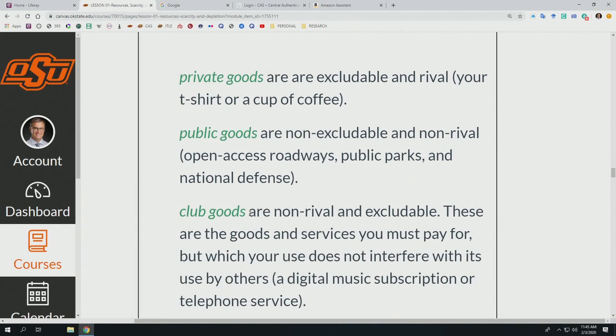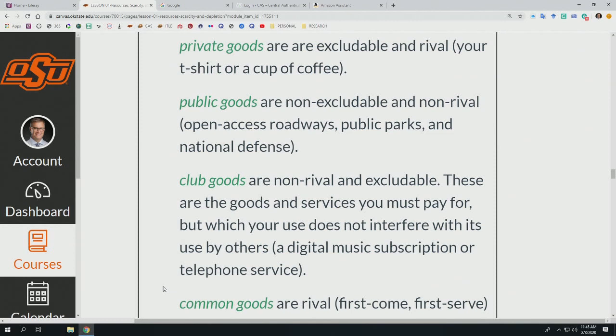Okay, so that brings us to combinations of different things. So a private good is both excludable and rival, okay? Your T-shirt or a cup of coffee, okay? Assuming you don't share your clothes, you share your T-shirts. You might share your cup of coffee, but that's pretty private. Public goods, non-excludable and non-rival, that is open access roadways. By open access, I mean not a turnpike. A turnpike would be excludable, right? So a public good, public roads, public parks, again, national defense.